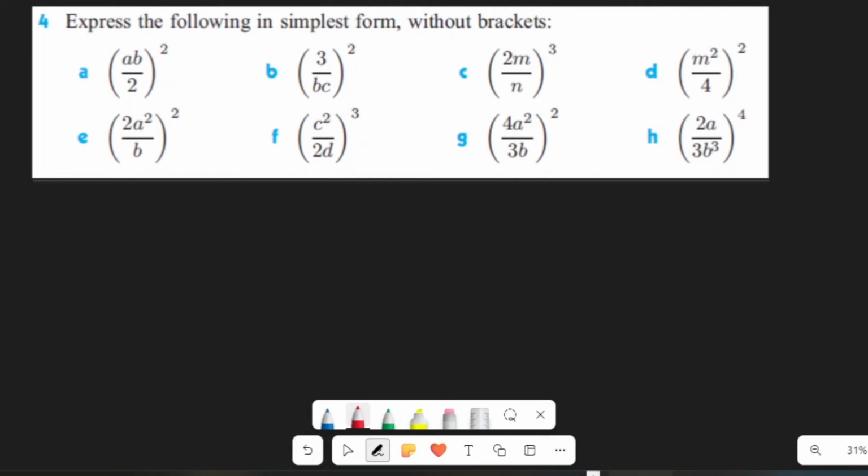Okay, so express the following in simplest form without brackets. Starting off with A, we have A times B over 2 all squared. That's the same as A squared multiplied by B squared over 2 squared. And expanding even further, you get A squared multiplied by B squared over 4.